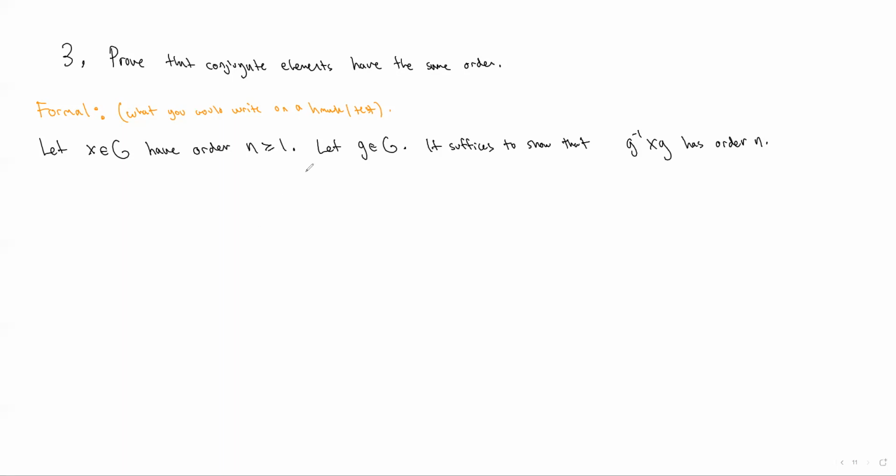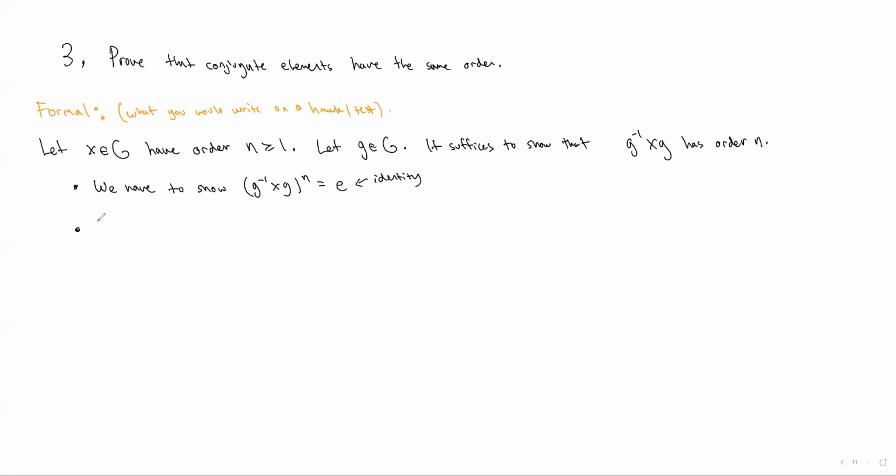There are two components to showing this. So we have to show that (g inverse x g) to the power of n is the identity. That's one part of it. To show something has order n, you have to show that repeating it n times gives you the identity. But don't forget that order is not just a number such that when you repeat the element that many times you get the identity. It's the smallest number with that property.